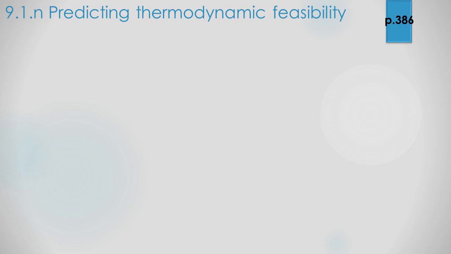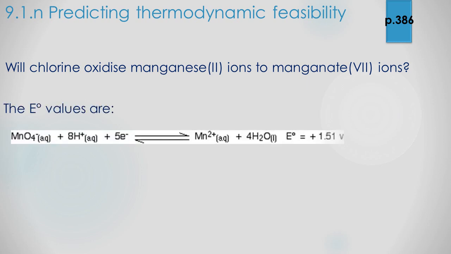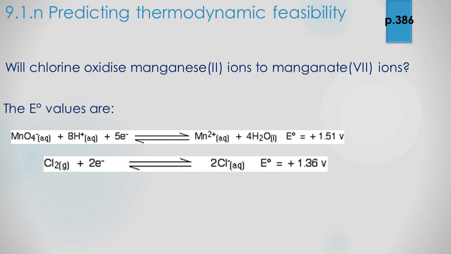Predicting thermodynamic feasibility. How to use E0 to predict whether the reaction is going to take place or not. An example is, will chlorine oxidize manganese ions to manganate ions? The E0 values are given. As you can see, the E0 value for the couple MnO4-/Mn2+ is more positive than the E0 value of the couple Cl2/Cl-.